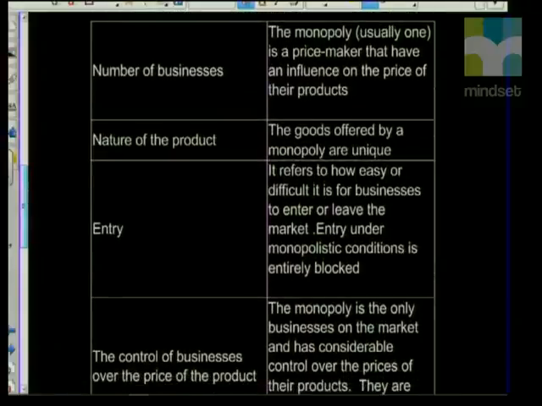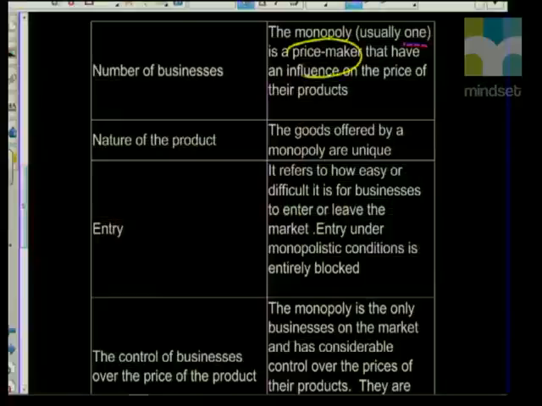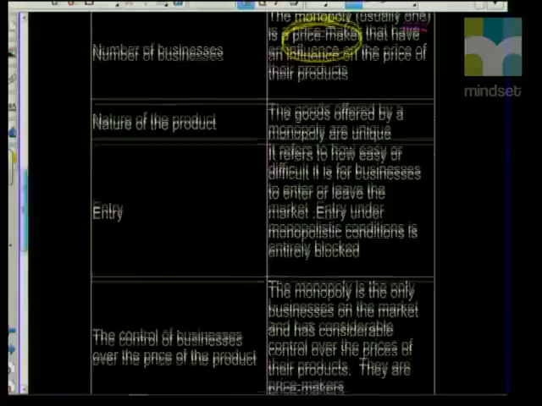Number of businesses, as we all know by now, the monopoly will usually be one supplier, and as a result of the fact that it's only one supplier, he is completely aware of everything that's going on in the market because he controls the market, and therefore he is known as a price maker, because he can influence the price and he can decide at what price he wants to sell his product.